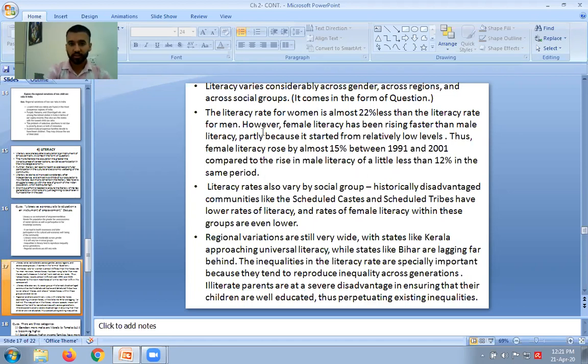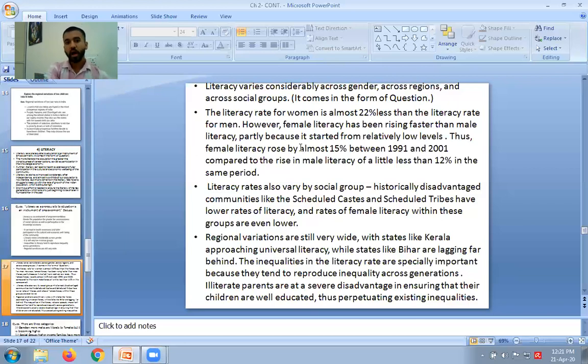So the literacy rate for women is almost 22% less than the literacy rate for men. Okay, so 22% less literacy rate in women as compared to men. However, female literacy has been rising faster than male literacy. So it's a very good thing that the literacy rate of females is increasing at a very good pace, and the pace is even more than the literacy rate of men.